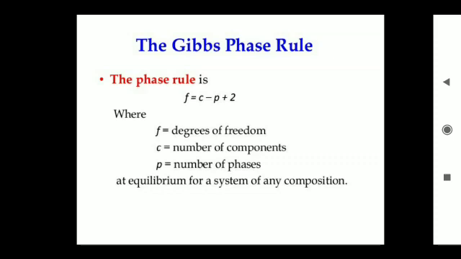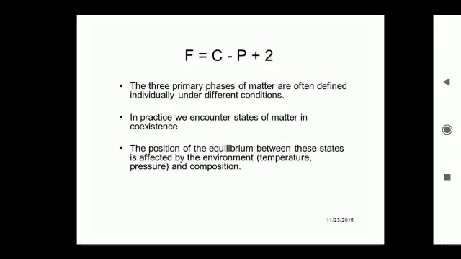This phase rule is also applicable in the study of solubility phenomena and is also used for determination of the solubility of a particular compound. Next, F equals C minus P plus 2. The three primary phases of matter are often defined individually under different conditions, but at equilibrium they coexist with each other.